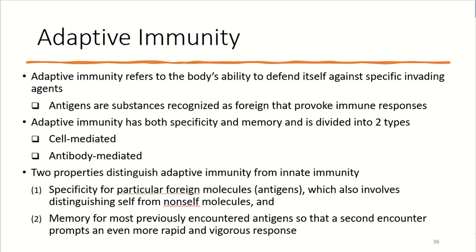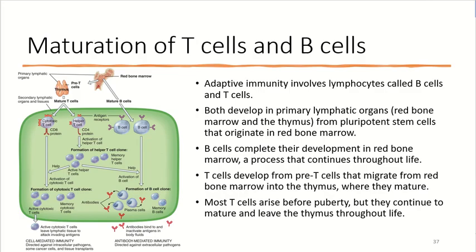So two properties that distinguish adaptive immunity from innate immunity are going to be, one, the specificity for particular foreign molecules, i.e. antigens, which is going to also involve distinguishing itself from non-self molecules. And the second property that distinguishes adaptive from innate immunity is memory for most of the previously encountered antigens, so that a second encounter is going to prompt an even more rapid and vigorous response. So let's take a look at how we produce these mature T cells and B cells.